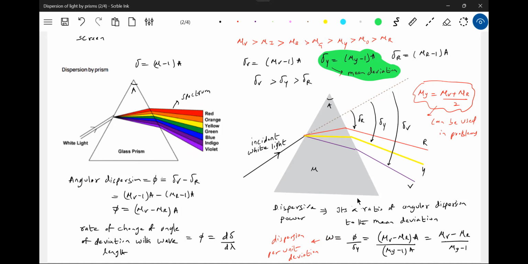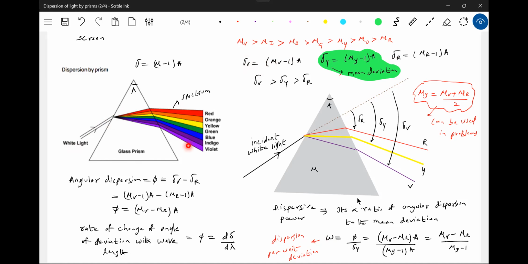So Cauchy's equation tells that the mu of a material depends upon the wavelength. So when a white light passes through a prism, the different wavelengths will have different deviations. That particular thing is what I have just insisted here. The deviation suffered by violet will be more than that of yellow and red, because the refractive index of the material for the violet, mu v, will be more than that of the yellow and that of the red. So therefore the violet will suffer more deviation than the red or yellow.